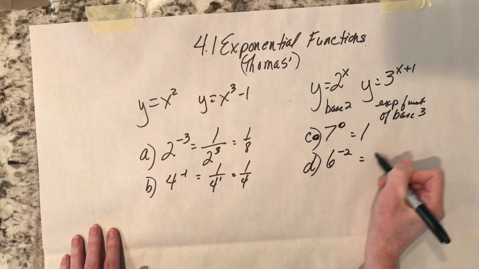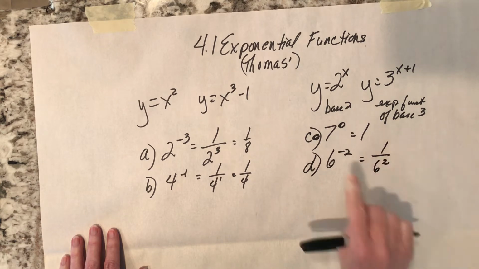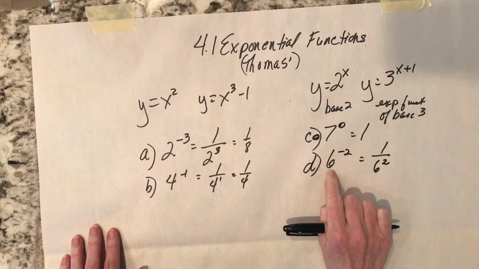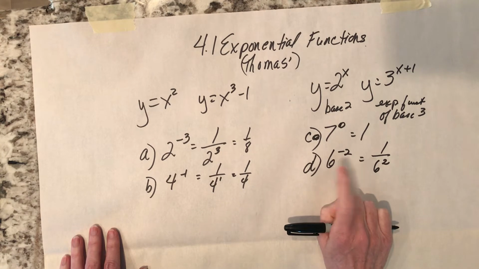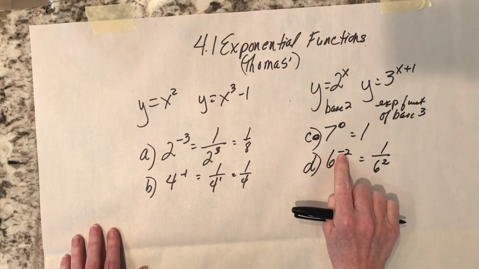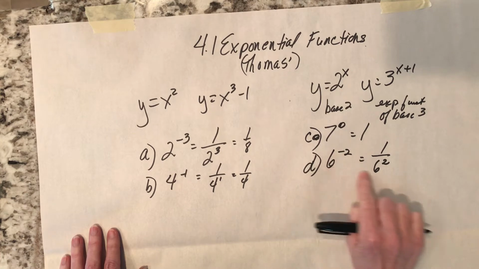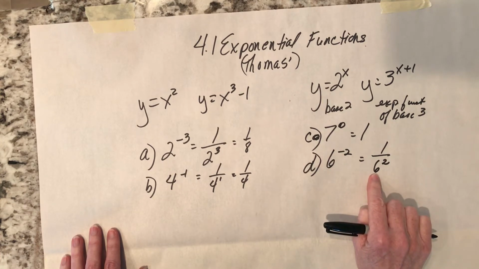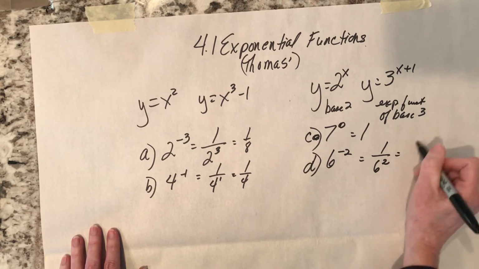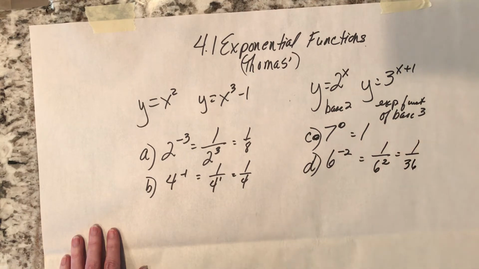D is 6 to the negative 2, just to give you another practice. The negative exponent tells you to move this guy. Move him, move him. So we're going to move him to the denominator. And the negative goes away when you've moved the base down to the bottom, because that was his chore, that was your job, and you did it. This becomes 1 over 36.